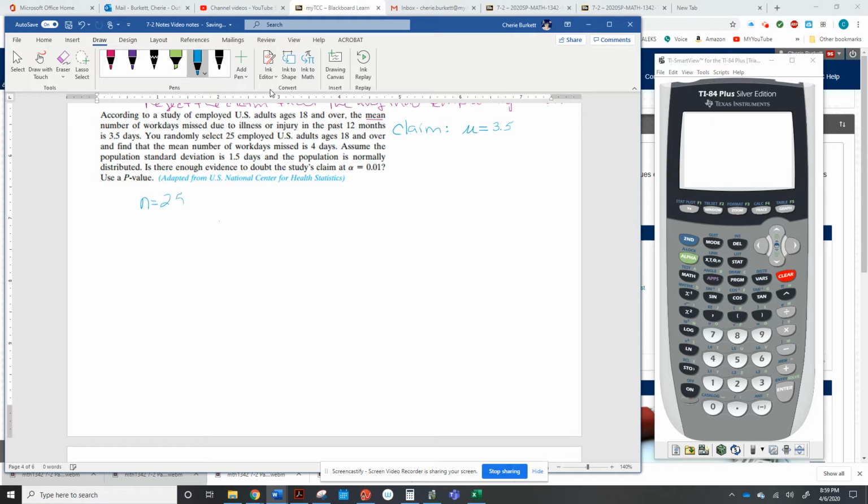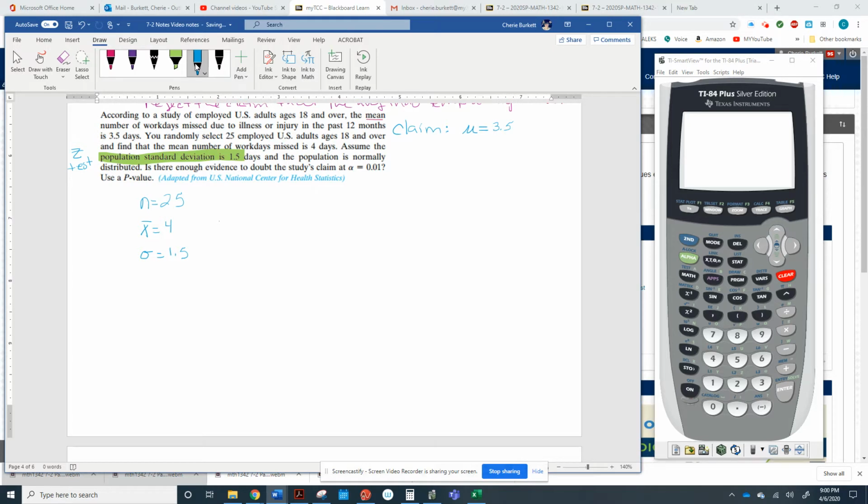You randomly select 25 employees. What is that telling me? My sample size is 25. And you find the mean number of work days for that group. That means my sample mean is 4 days. You assume that the population standard deviation, that's how you know that we're doing a z-test. The population standard deviation is 1.5, and we are working with alpha at 0.1.